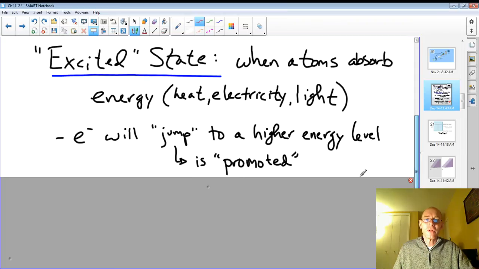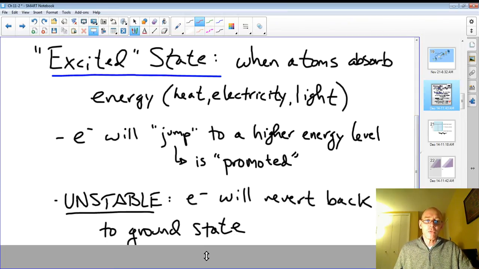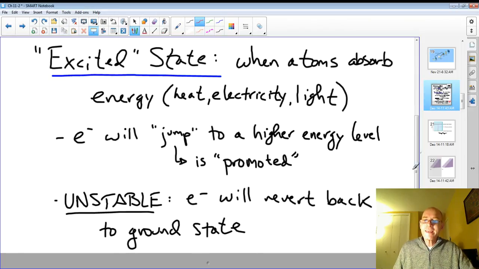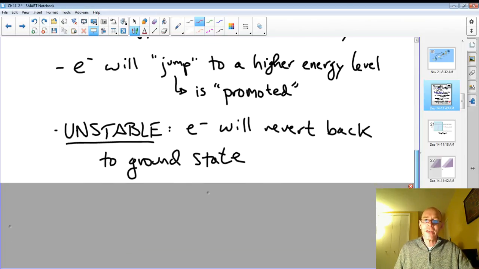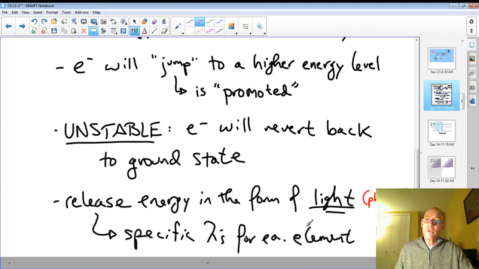But that's unstable. It will not and cannot stay there for long. And so it'll revert back to the ground state. But when it does that, it has to release the energy it originally absorbed. And guess how it does that? When it reverts back to the ground state, it releases the energy in the form of light, a photon.